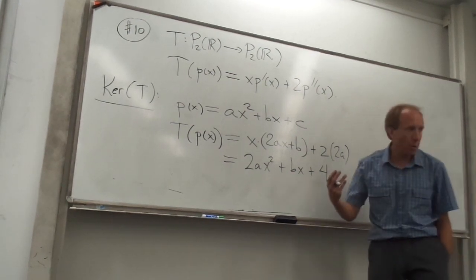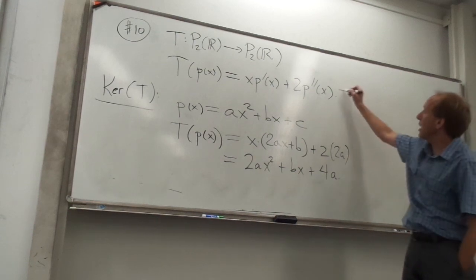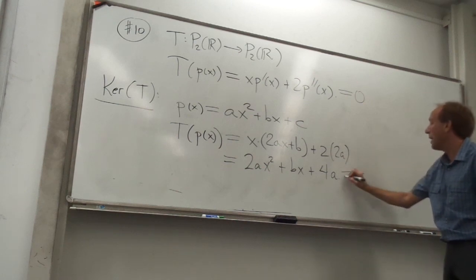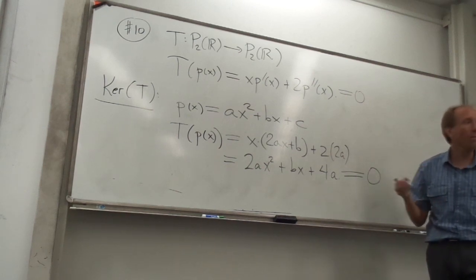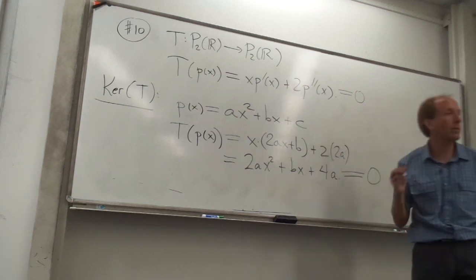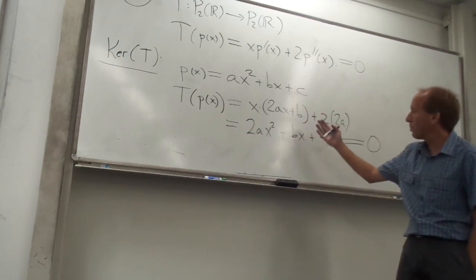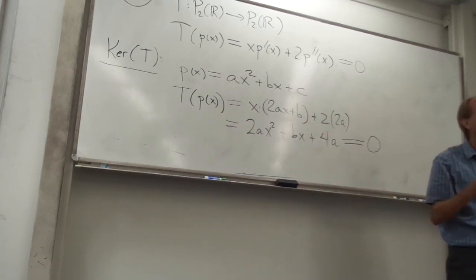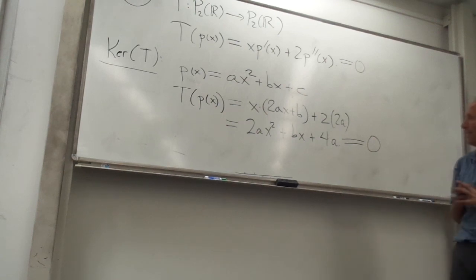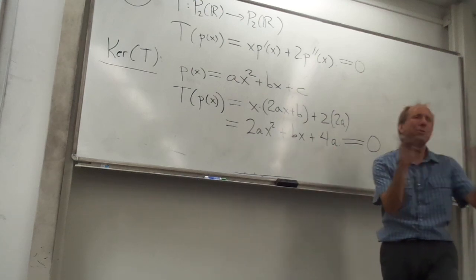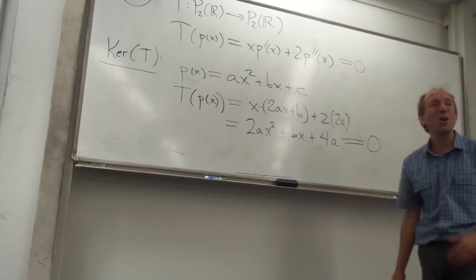Now when I'm trying to find the kernel, instead of trying to set T of P of x equal to 0, which is actually kind of hard to solve for P of x, this is going to be a lot easier when I set this one equal to 0 to solve for P of x. So if I know that 2a x squared plus bx plus 4a is 0, what can I conclude from that now? You know what some people will do? They say, oh, I'm going to use the quadratic formula and solve for x, because it looks like a quadratic. Don't want to do that. We're not trying to solve for x right here.